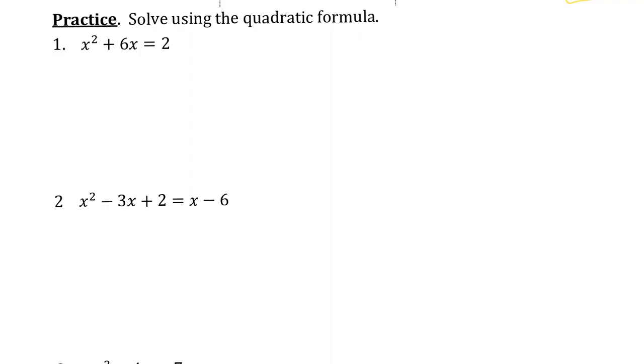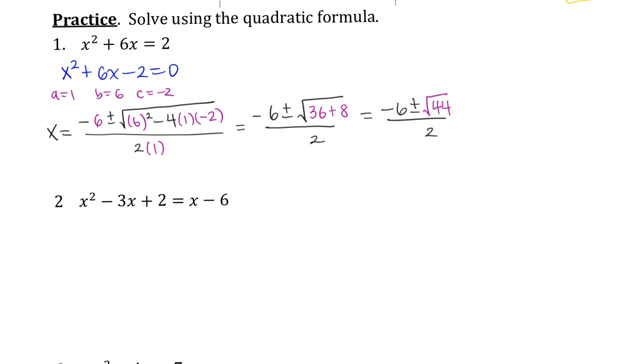Okay, go ahead and put number 1 in standard form and then try to solve it, and then I'll unpause when you're ready to simplify. Okay, I put it in standard form. I applied this quadratic formula and I got negative 6 plus or minus the square root of 44.